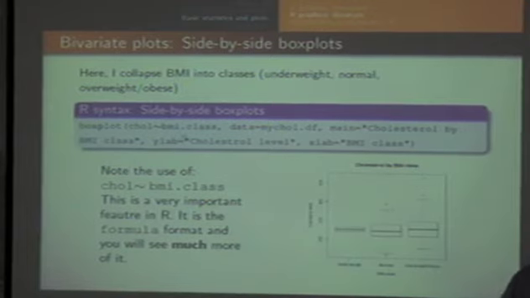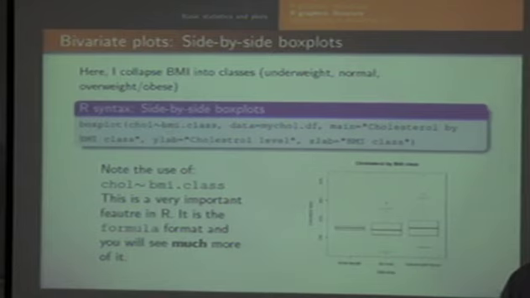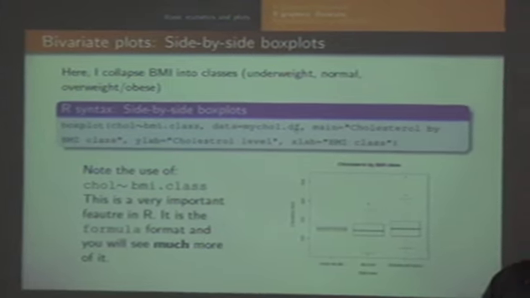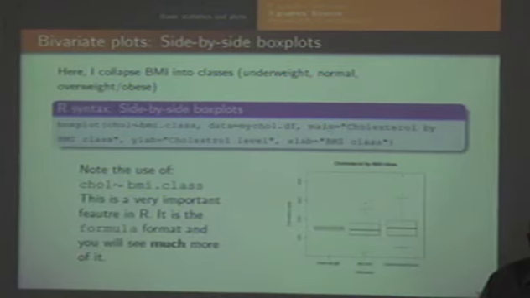So again, all I need to put in is this first statement here. Actually I do need two here. I need to tell it where to look for the data. So both cholesterol and BMI class come from mycholesterol.df, but I don't need any of these: the main heading, the Y label, the X label.